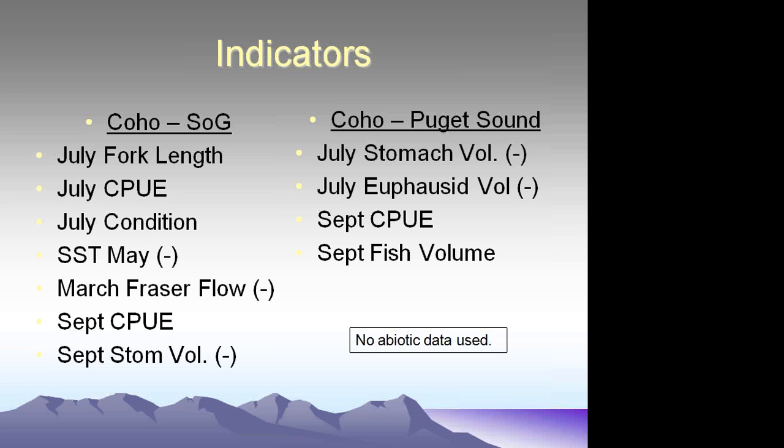I should mention here too, one of the big differences in the diets that we see is the amphipods. In Strait of Georgia, that is dominated by hyperiids. In Puget Sound, it's dominated by gammarids. Completely different.